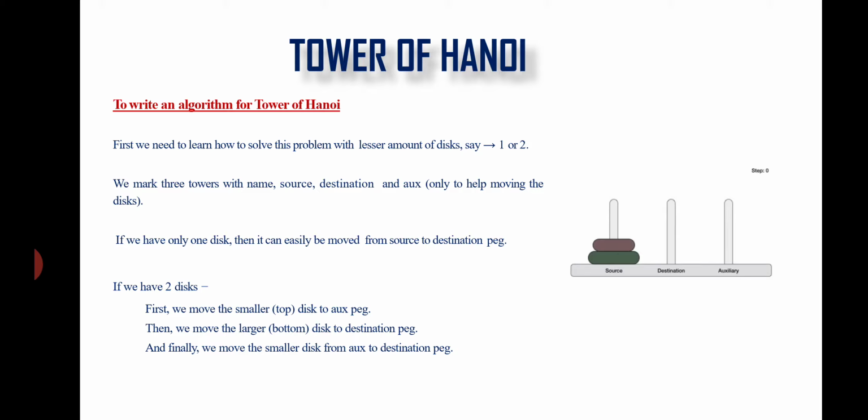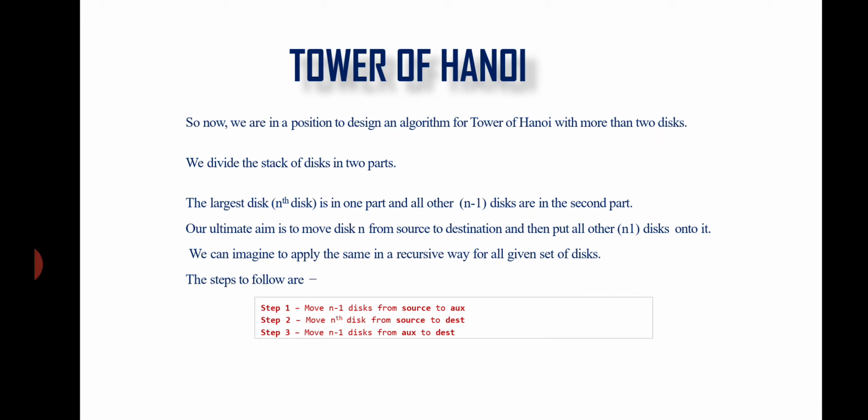When you have two disks, first we move the smaller disk to the auxiliary, then we move the larger disk to the destination, then finally we move the smaller disk from the auxiliary to the destination. That way the data is shifted from source to destination without violating the rules. First we shift this one to the auxiliary, then the larger one to the destination, then once again this one is put on top. That is the Tower of Hanoi. So it is possible to design the algorithm of the Tower of Hanoi with more than 2 disks.